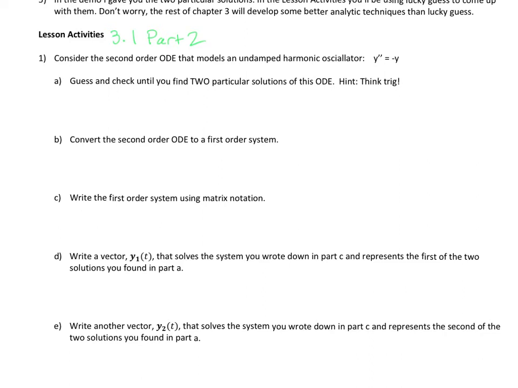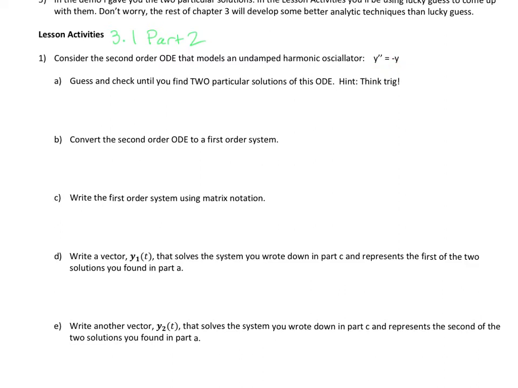Consider the second order ODE that models an undamped harmonic oscillator. y double prime equals negative y. Guess and check until you find two particular solutions to this ODE. Think trig. Okay, so I'm looking for a function whose second derivative is the opposite of itself.